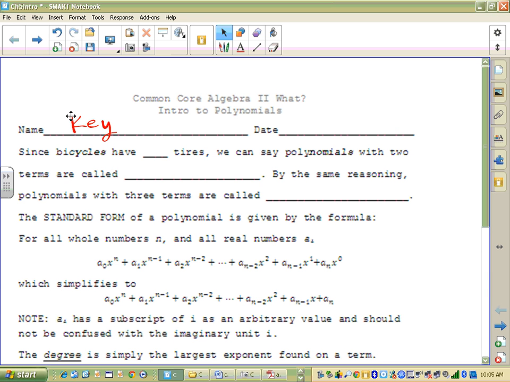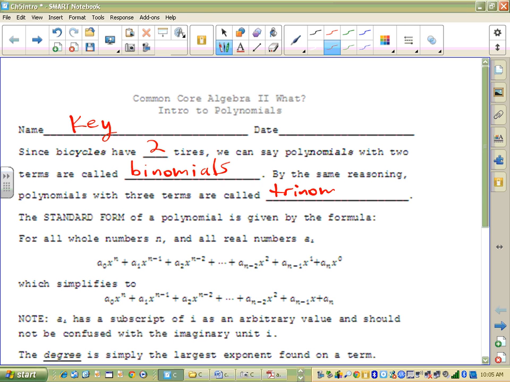Page 1. Since bicycles have 2 tires, that's the first answer you should have come up with. We can say that polynomials with 2 terms are called, we use the prefix bi to indicate 2, so we use binomials. Now, if you've been in algebra class before, you've probably heard that word. By the same reasoning, polynomials that have 3 terms are called trinomials.